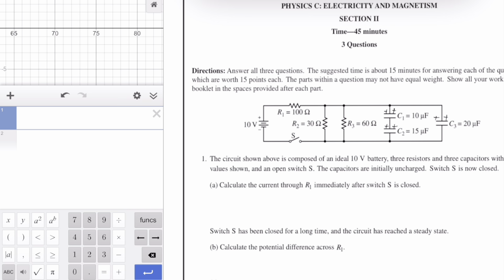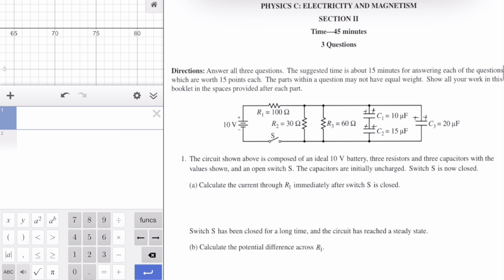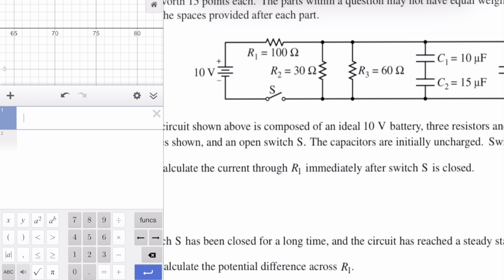So the circuit above is composed of an ideal 10-volt battery, three resistors, and three capacitors, with the values shown, and an open switch S. So this is open. The capacitors are initially uncharged, and switch S is now closed. Calculate the value of the current through R1 immediately after the switch is closed.